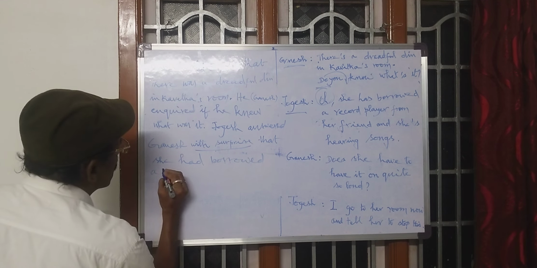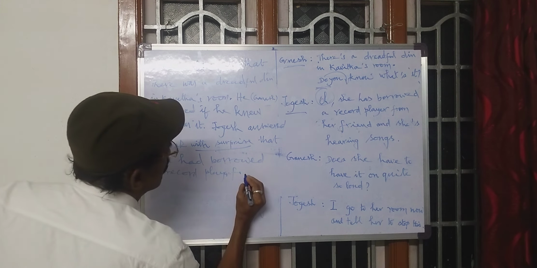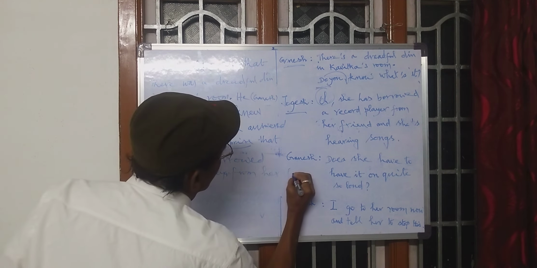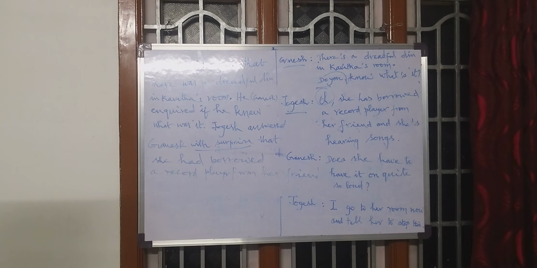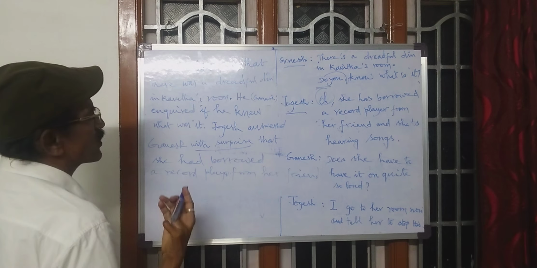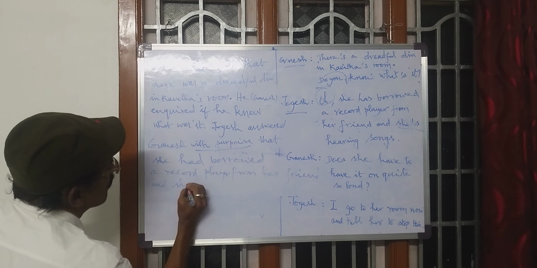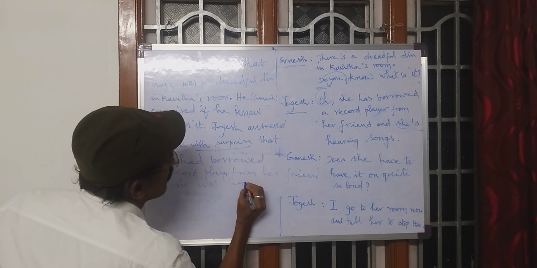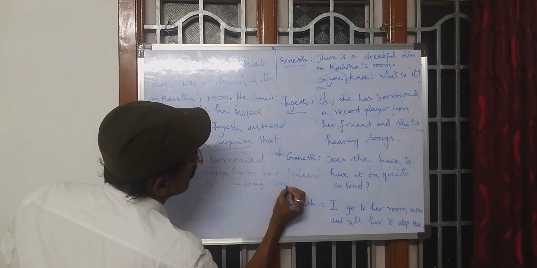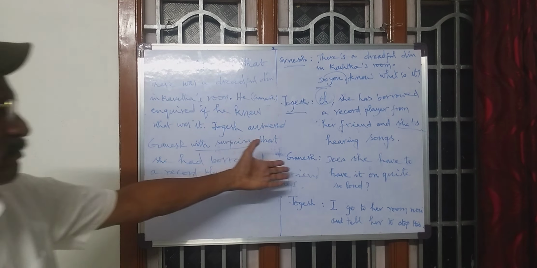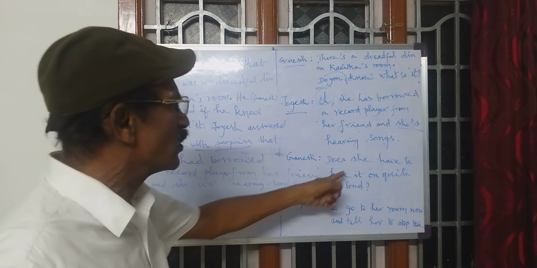A record player from her friend and she was hearing songs. And she was hearing songs. Now Ganesh has to speak to Yogesh. Ganesh again question. This is a question.